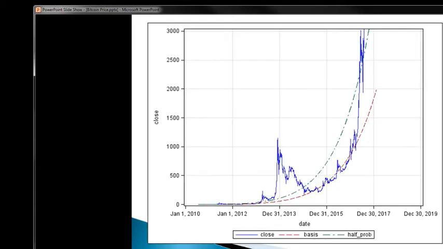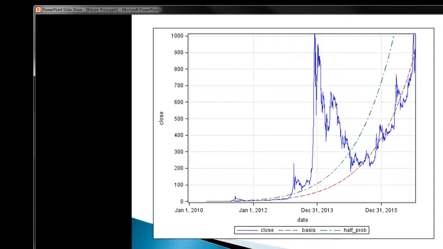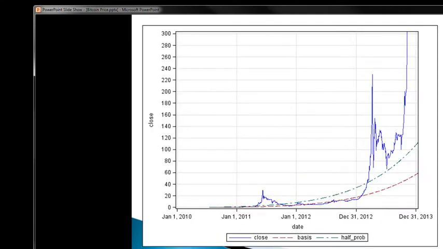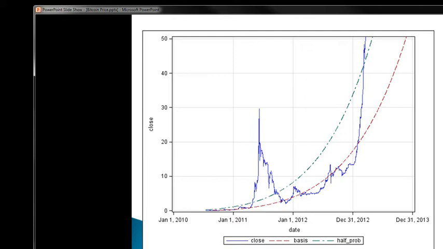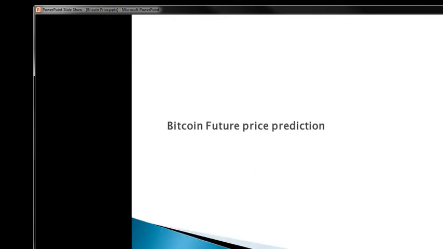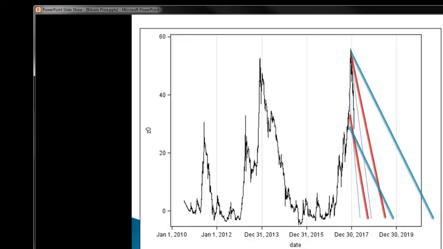So here it shows how well my basis fits the price of Bitcoin at the close to its basis for about 4.5 years. That's that, and that's that, and that's that. All right, so after this, I'd like to talk about future prediction.